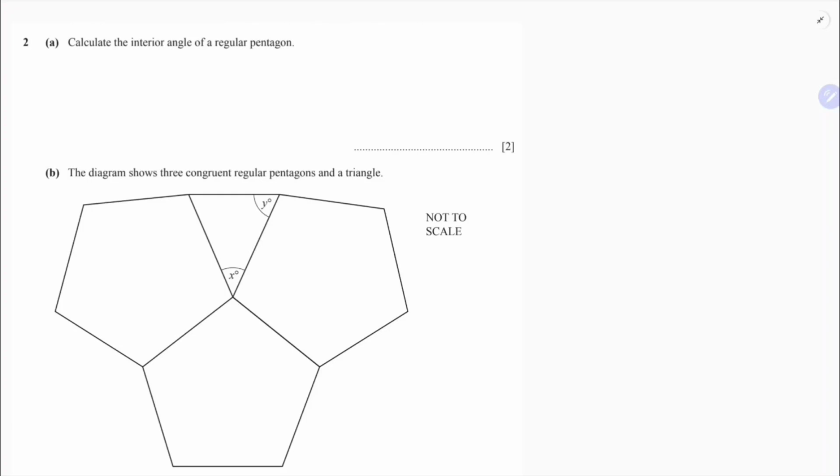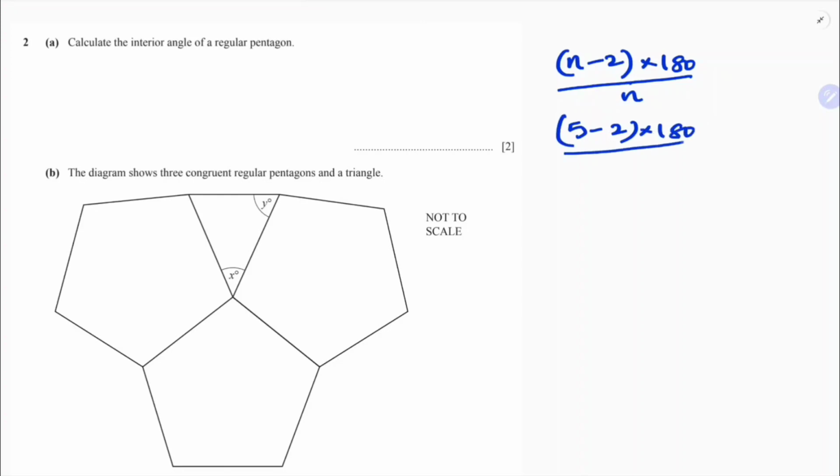Calculate the interior angle of a regular pentagon. So to find the interior angle of a polygon, the formula is (n minus 2) into 180. This is the sum of interior angles formula. But to find each interior angle of a regular polygon, we need to divide by the number of sides. So here, a pentagon has 5 sides. So (5 minus 2) into 180 divided by 5 will give you each angle.